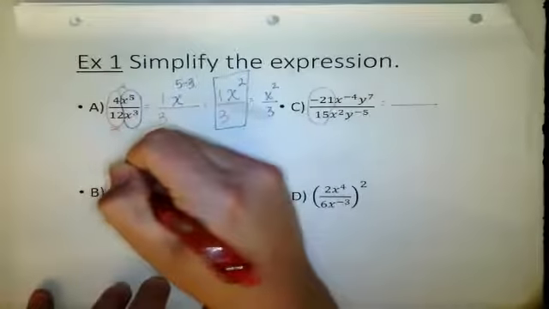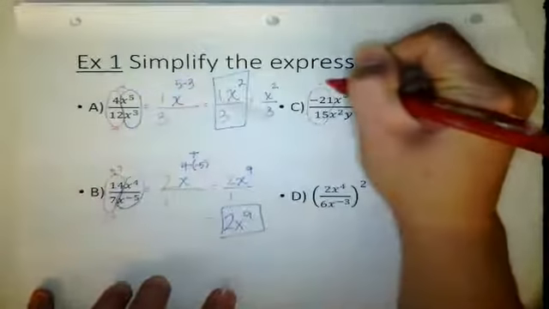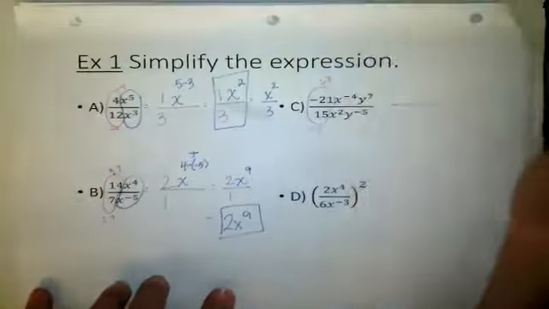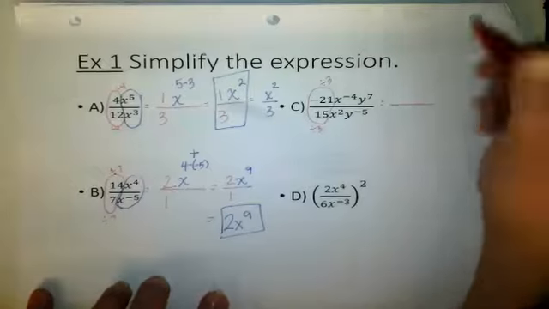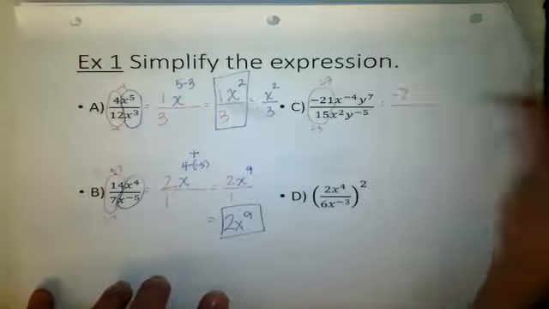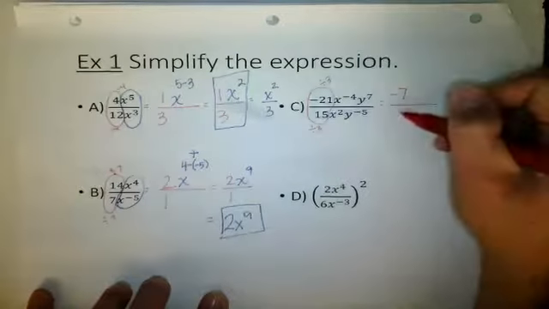What can I divide by? 3? Divide by 3. All right. Negative 21 divided by 3 is? Negative 7. And 15 divided by 3 is 5. Good.